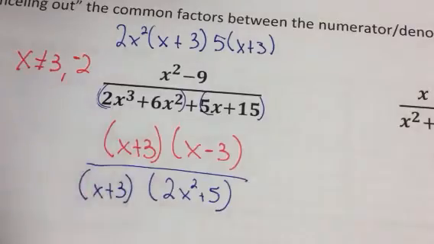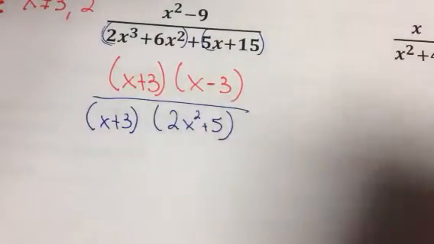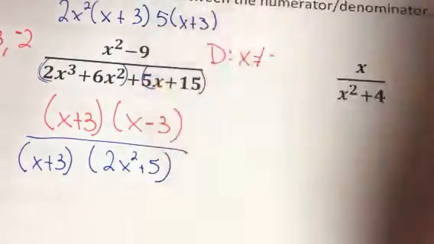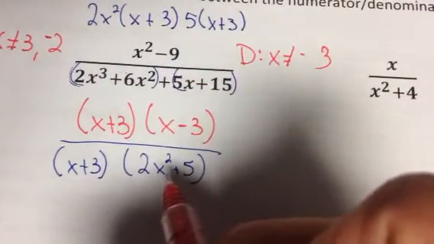So now what I want to do, before I start canceling stuff out, is I need to look at my excluded values. So what's going to make that 0? That one's pretty simple to see. I would never pick -3. And then what would make that 0? That one's not as easy to see.